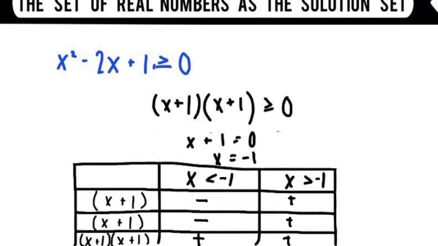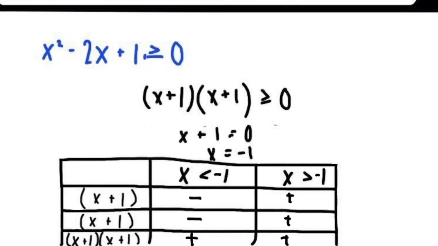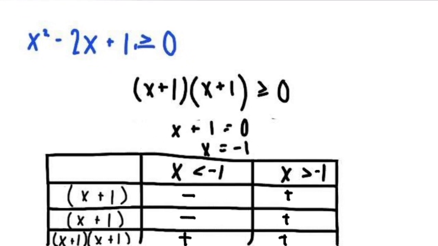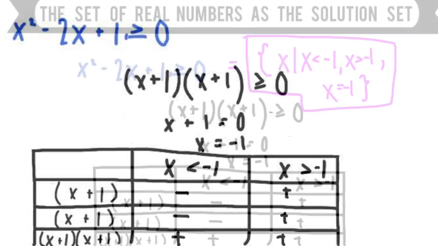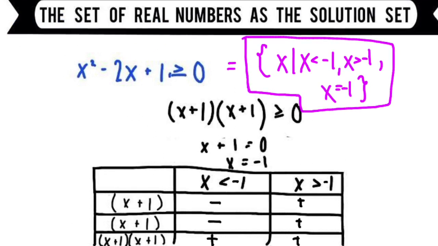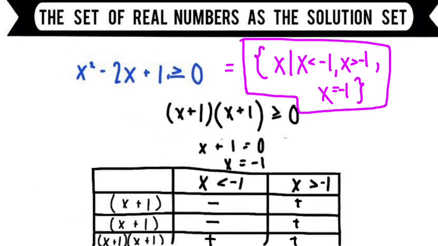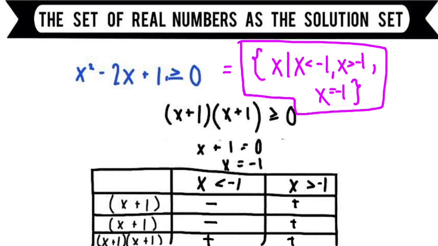Now we find the final answer. To do this, you look back at our original equation and look at if it's a less than, greater than, equal to, or less than or equal to sign. In this case, it's a greater than or equal to. Therefore, our answer shall be x such that x is less than negative 1, greater than negative 1, and equal to negative 1.